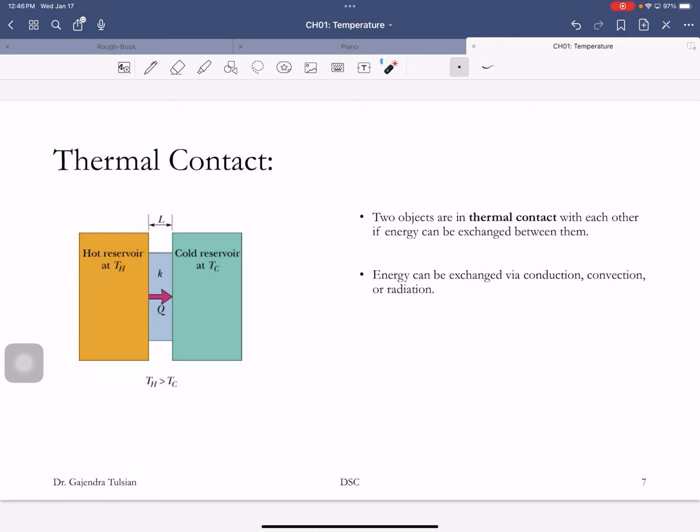Okay. What are you in thermal contact with? The air. That's the chair. You're in thermal contact with everything in this room. How are you in thermal contact with the wall? Through the air. So convection is one way, but you're also radiating electromagnetic radiation.